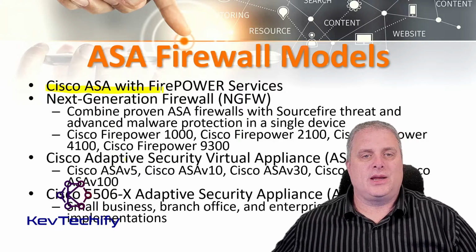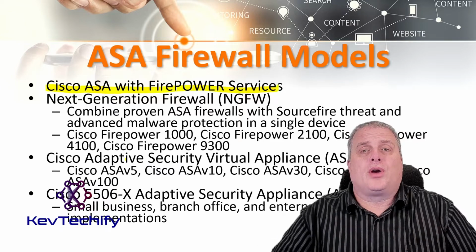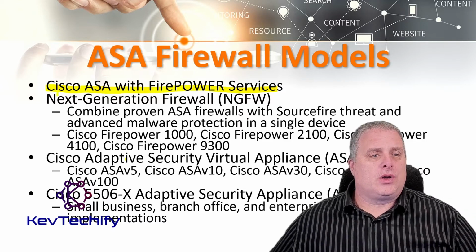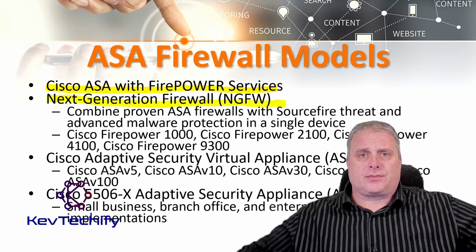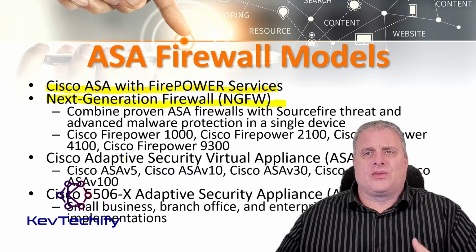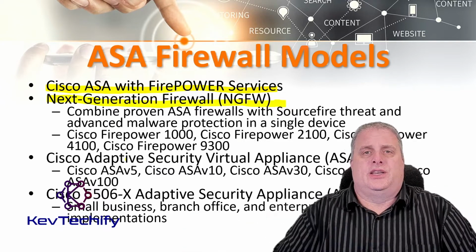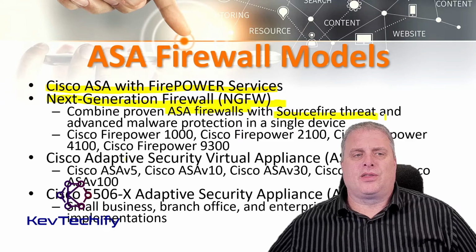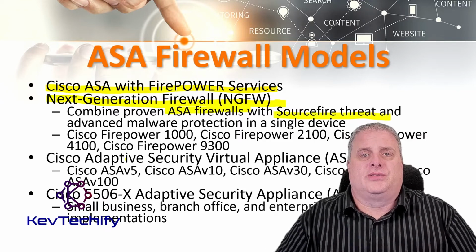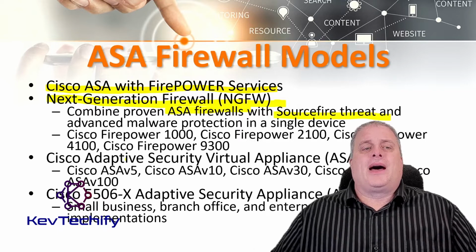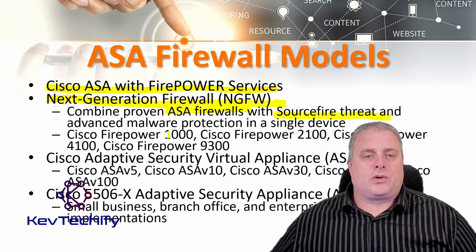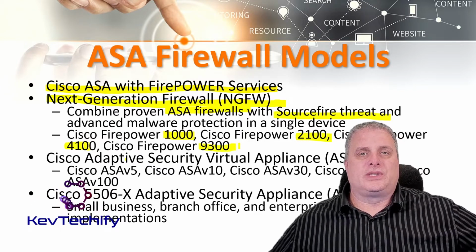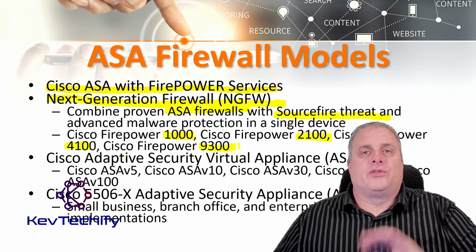The Cisco ASA with Firewall Services family of products provide dedicated firewall services in one device. Now, these are what we call next generation firewalls, and they deliver integrated threat defense across your entire attack continuum. They combine here ASA firewalls with the Sourcefire threat and advanced malware protection in a single device. These include a number of different model lines from Cisco. We have the Cisco Firewall 1000, 2100, 4100, and 9300 series Cisco Firepower firewalls.